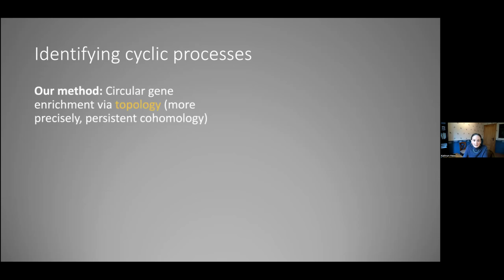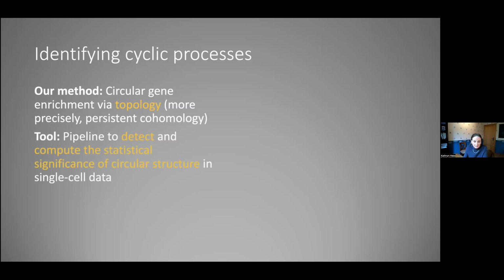So the method that we apply is a method of gene enrichment, so enriching these data sets via topology. So topology is the mathematics of shape, right? And so it seems that maybe if you use that kind of mathematics, you can be able to pick out these kinds of geometric structures. So more precisely, we use a tool from applied topology called persistent cohomology that I will explain. And so the tool that we build is a pipeline that enables us to detect and then compute the statistical significance of circular structure in single cell data.